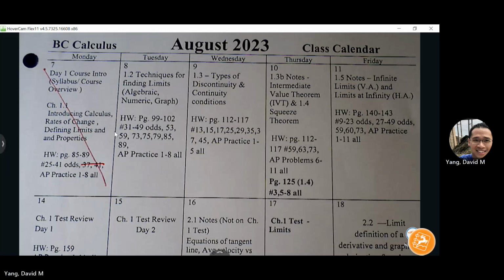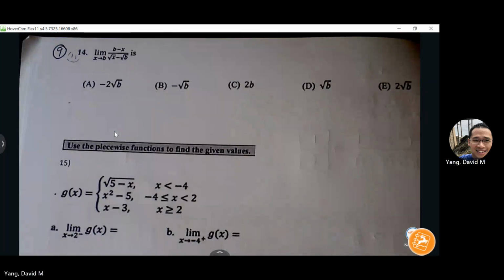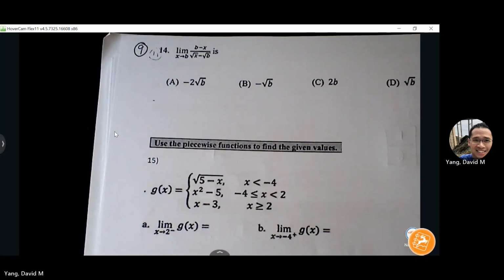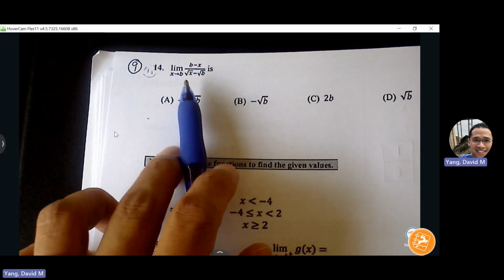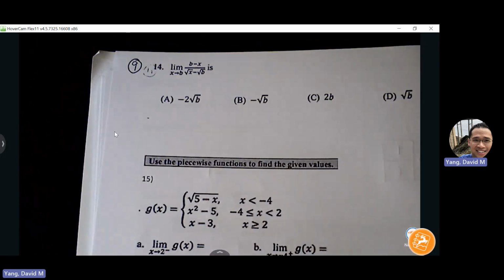All right. Let's see here. If we can turn to page 9. We haven't done 14 yet, have we? No. Okay. All right. So let's go ahead and try 14.